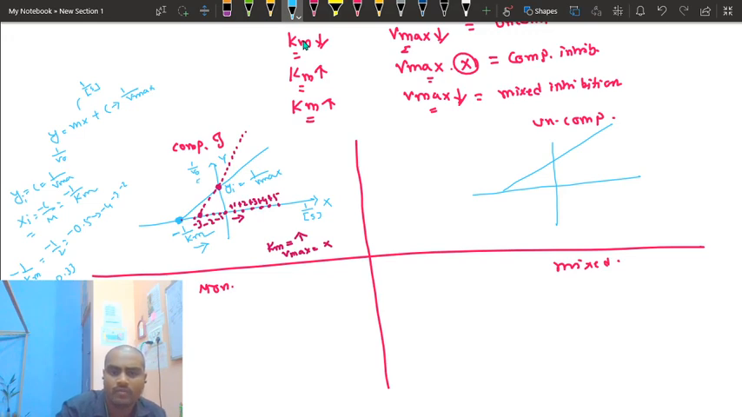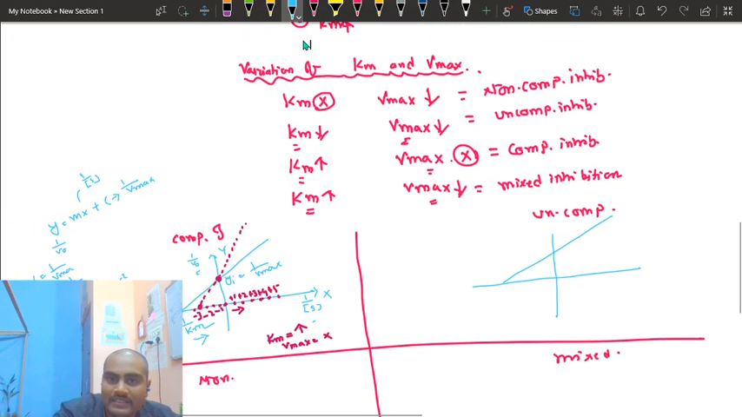This is 1 by g0, 1 by s, and minus 1 by km, and 1 by vmax. It remains the same, right? Now the one thing which first strikes your mind is that in case of uncompetitive inhibition, the km value will get decreased and the Vmax value will get increased. You can see over here the km value will get decreased, and the Vmax value will also get increased. So this is in case of uncompetitive inhibition.